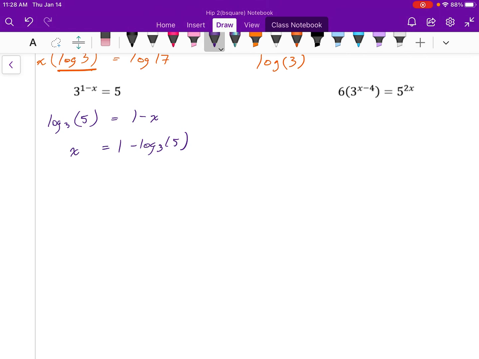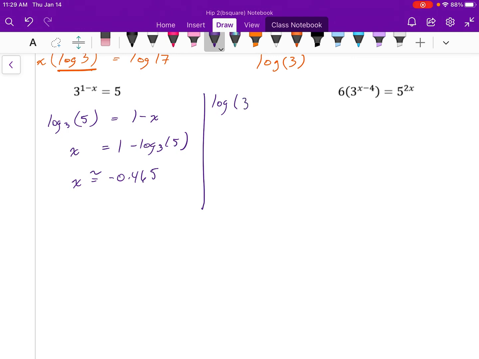x is equal to 1 minus log base 3 of 5. So if I do that in my calculator, the answer that I get is x equal to negative 0.465, approximately. So I could have done that using alternate means here. So that was using base 3.